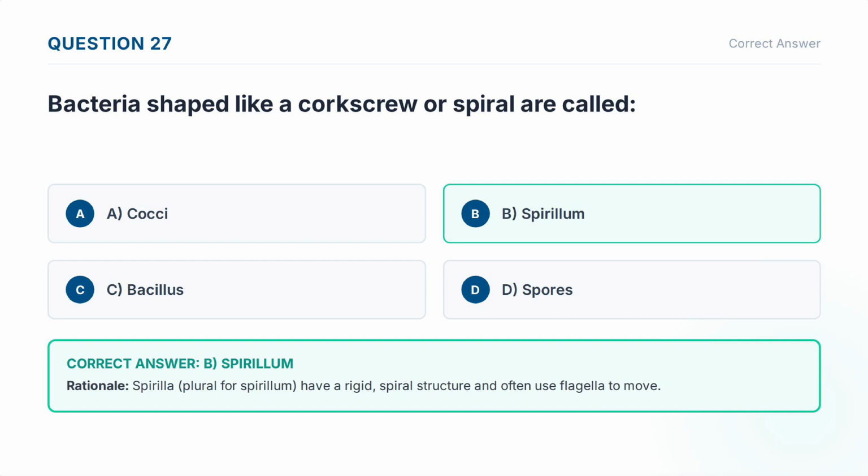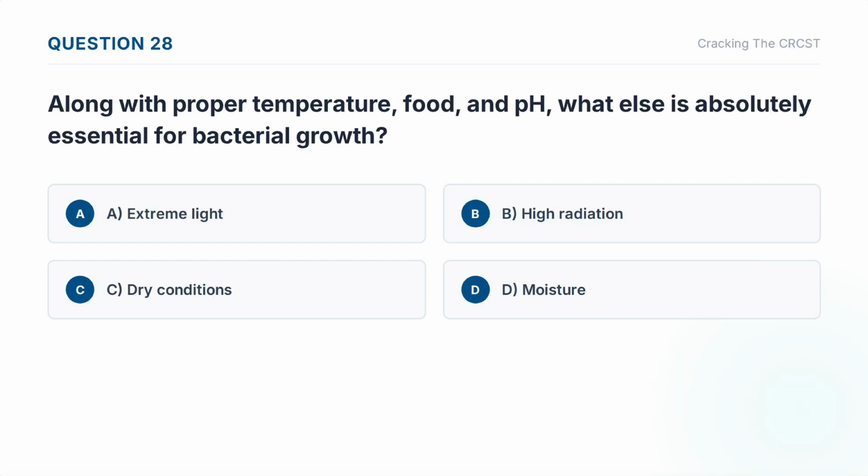Correct answer, B. spirillum. Rationale: Spirilla, plural for spirillum, have a rigid spiral structure and often use flagella to move. Question 28. Along with proper temperature, food, and pH, what else is absolutely essential for bacterial growth? A. Extreme light, B. High radiation, C. Dry conditions, D. Moisture.